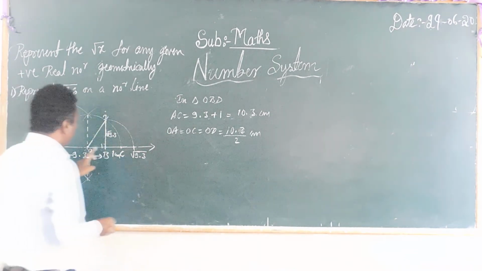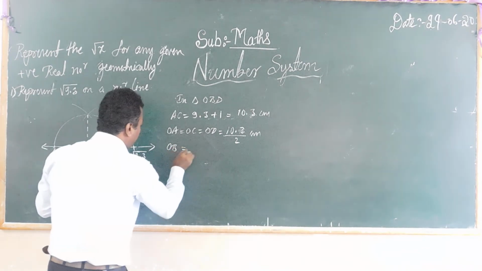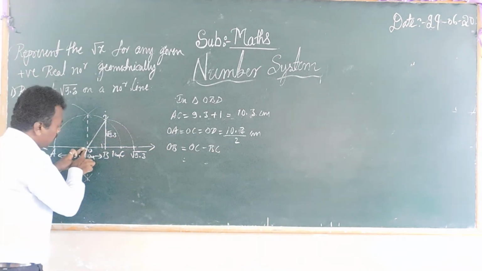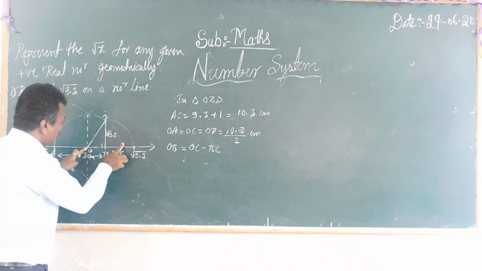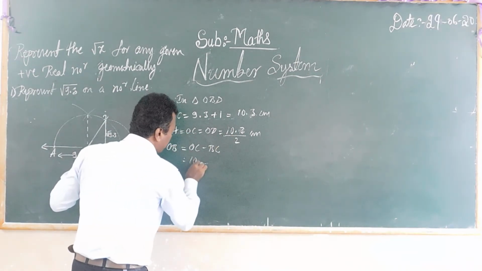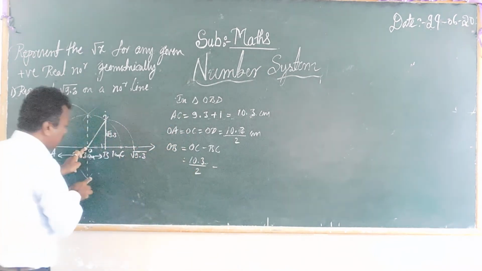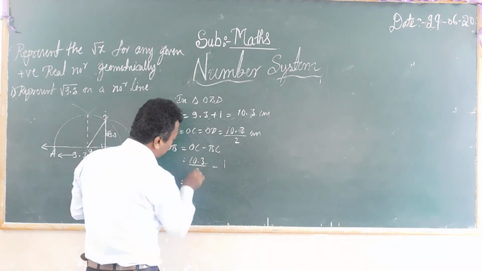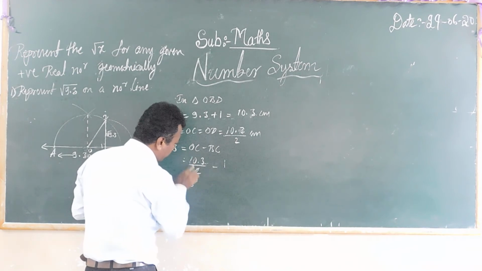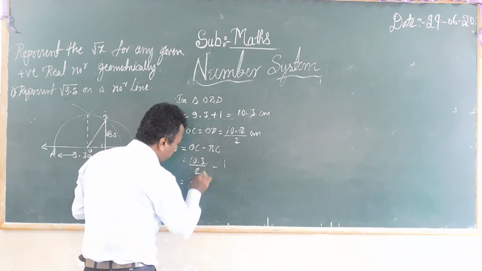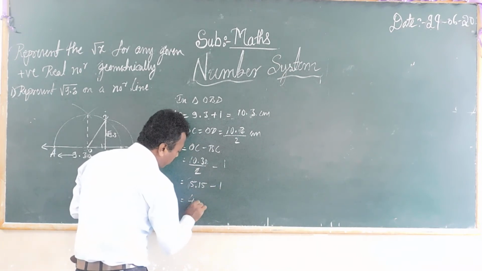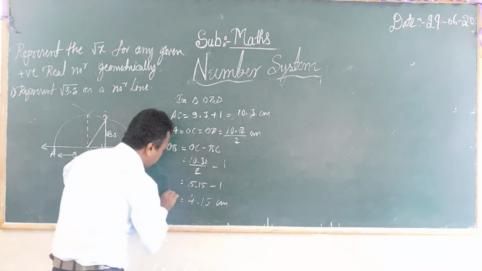Now OB length we want. OB means OC minus BC. So what is the OC? OC is 10.3 by 2 minus BC. BC, how much? 1 centimeter. So now let us simplify. 2 1s are 2, 2 5s are 10. Next 2 1s are 2, remaining 1, and 0. 2 5s are 10. So 5.15 minus 1 is 4.15 centimeter. That is called OB.